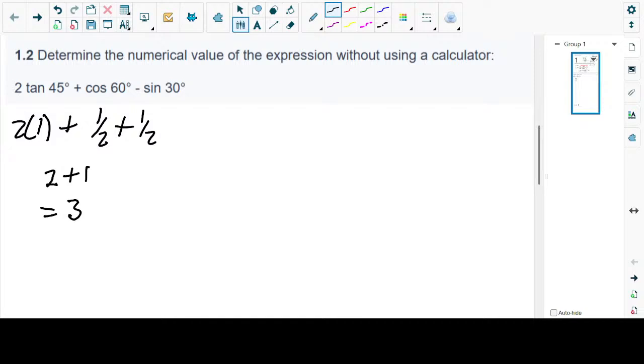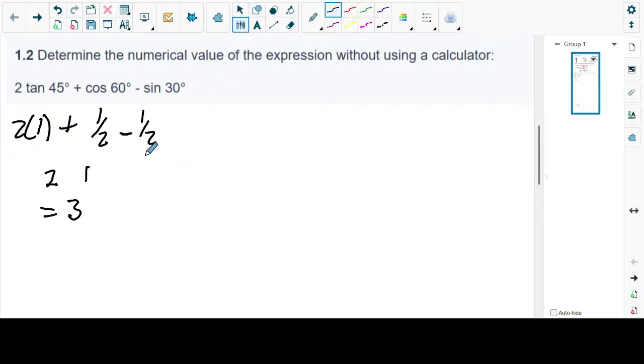Oh, it was not plus. It was minus. What was minus? It was cos of 60 minus sine of 30. So the answer is 2. Yeah, the answer is 2.